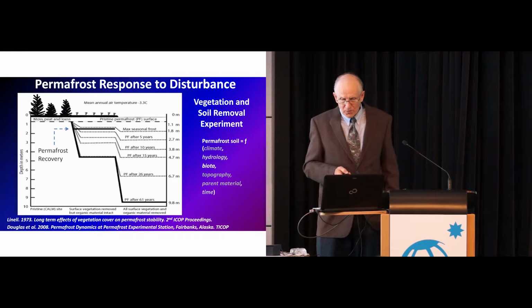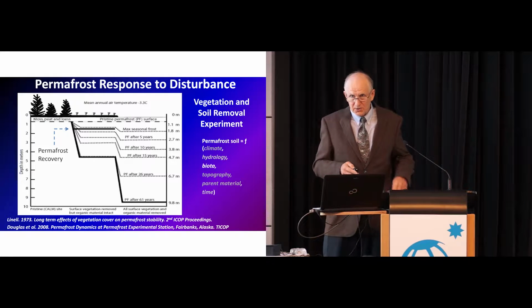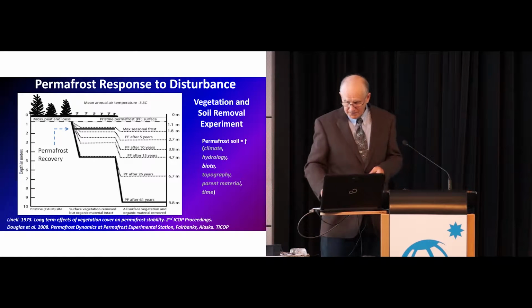And here we see over a progression of 61 years, the vegetation and soil removal thawed down to 9.8 meters, but where just only vegetation was removed, initially the thaw depths extended to 4.7 meters, but subsequently permafrost has started to aggrade at about 1.8 meters and is currently almost 2 meters thick.